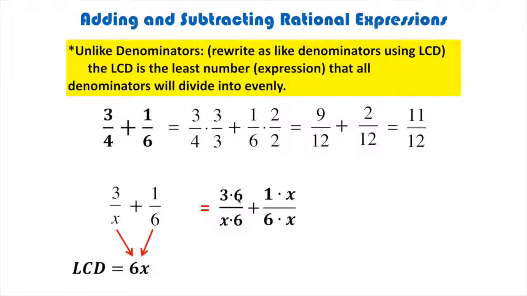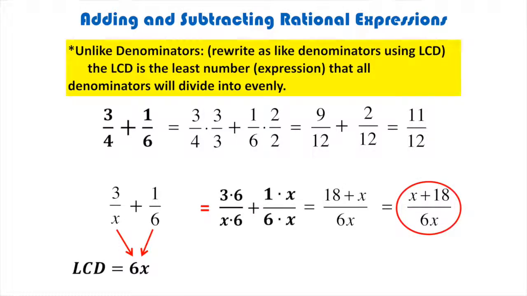All right, so now we end up with 6x on bottom, on both. 3 times 6 is 18. 1 times x is just x. Now, normally this would be your answer. However, we need to put it in standard form. In other words, we need to have the variable go first. So it needs to be x plus 18 divided by 6x.